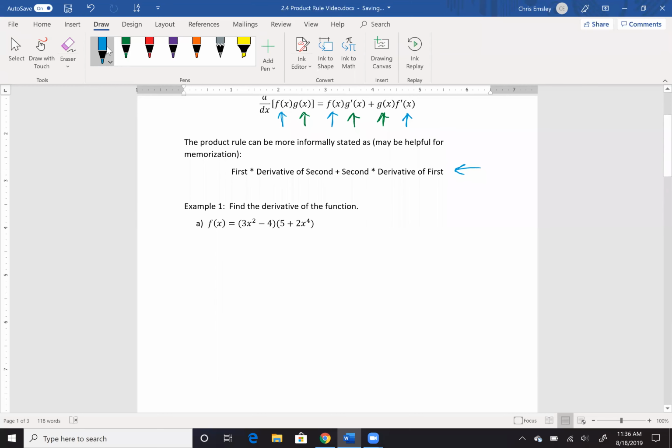Okay, then we have a plus in the middle. Then we write down the second factor unchanged, write it just as you saw it in the original problem. And you need to multiply that by the derivative of the first factor. So now we need the derivative of 3x squared, which is 3 times 2 is 6, x to the 1 less power. The derivative of the minus 4, negative 4, is 0, because that's a constant. So there is our derivative.